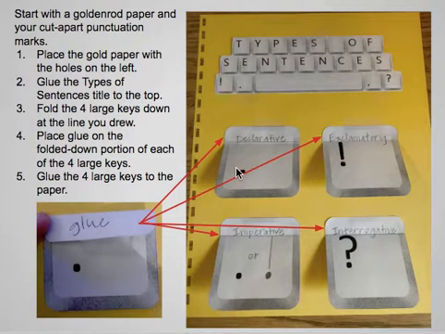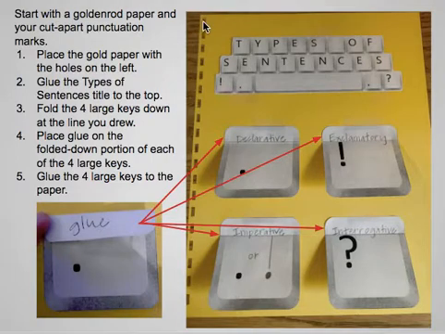Okay, so we're going to start with a piece of goldenrod paper and the 4 pieces that you cut apart yesterday. You may have already glued them down. If not, get your paper looking just like this little example by following the directions.